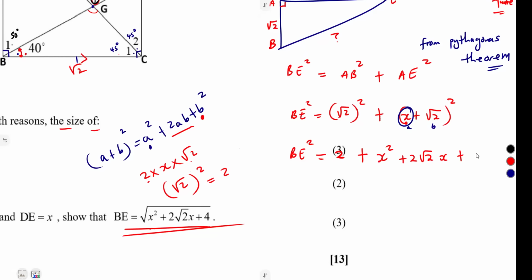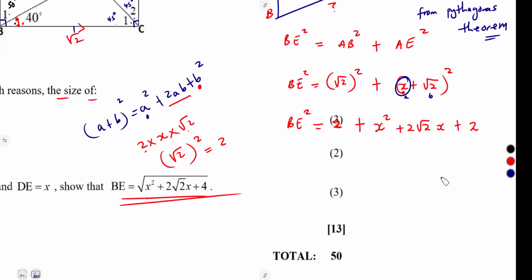So that's a 2 that you're going to have here. All right, so let us consider simplifying, collecting like terms. BE squared is equal to, also from the algebraic, this is x squared. I'm going to start with the highest power, x squared. So that's x squared, plus 2 square root of 2 x.